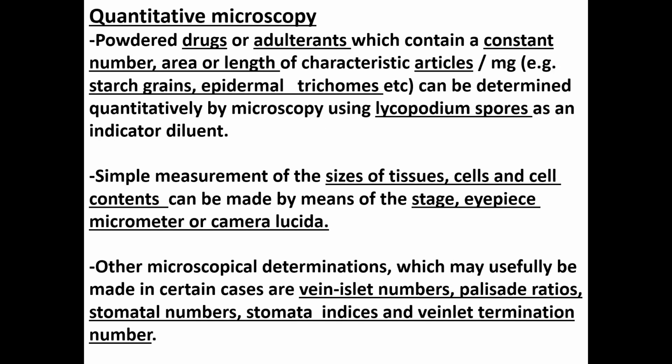The second step to make proper identification is to use quantitative microscopy to identify the plant based on the number, area, or length of characteristic key elements per milligram in the herbal drug. For example, the number of starch grains, the length of the trichomes, the area of some other microscopic elements. This can be made possible by the use of the Lycopodium spore method. As we said before, Lycopodium spores have a certain size and are present in a certain number.